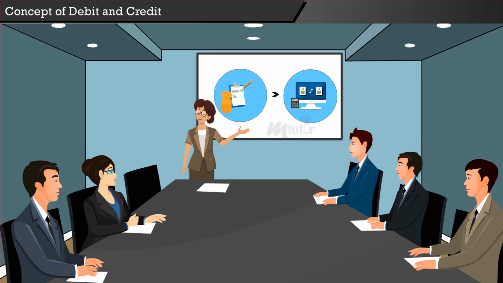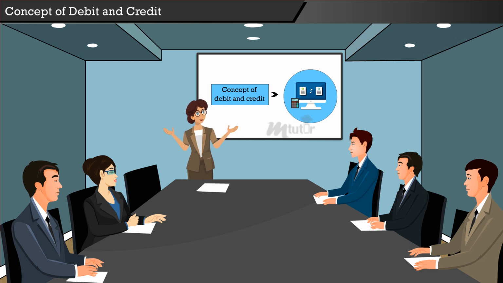To help with this transition, the company sought the expertise of an experienced accountant specializing in financial systems transitions. Meet Sarah, an accountant with years of experience guiding companies through such transitions. Sarah recognized that the first step is to educate the team about the fundamental concepts of double-entry accounting. She starts by explaining the concept of debit and credit.